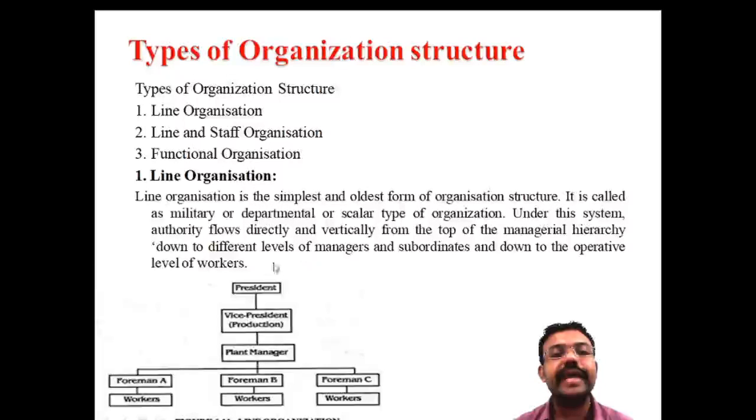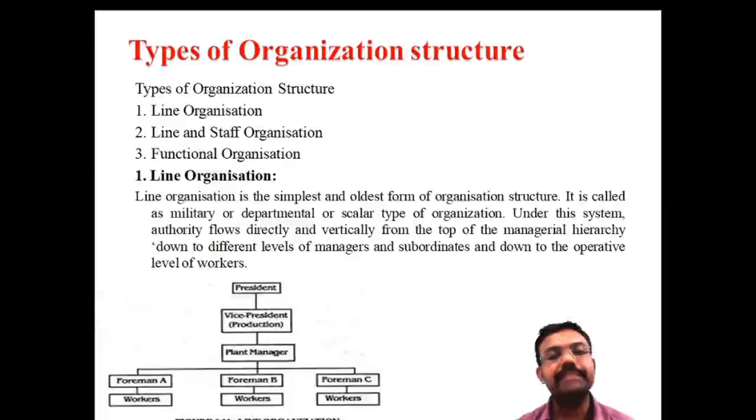So let's see this diagram. Here there is the organization structure. There is a superior-subordinate relationship, with authority flowing from top to bottom: president, vice president, plant manager, and after that the foremen A, B, C, and workers. That means there is a directly vertical form of organization structure, a hierarchical format of the organization. So that is the first category of organization structure, the line organization.